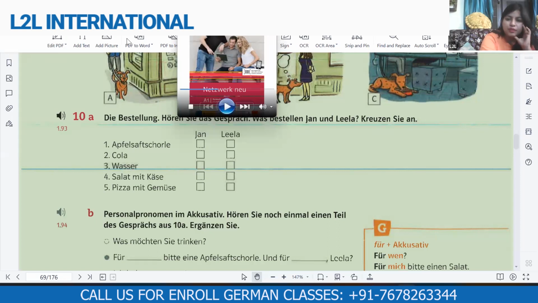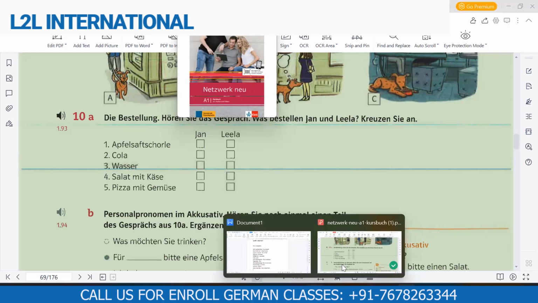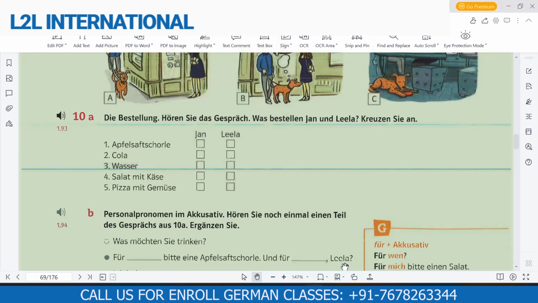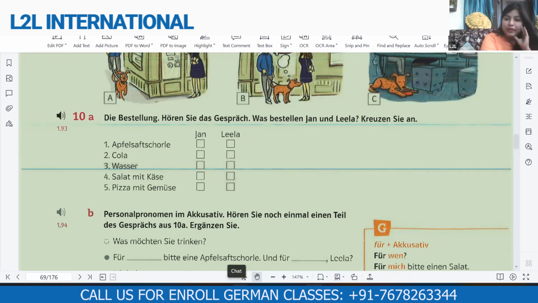Is shown here. Samriddhi, you here? Yes. Yeah, a quick revision. A quick explanation of what we are doing right now. We are talking about the order. How do we order in a restaurant? So there are 2 people, Jan and Lila. What they're going to order from the restaurant, you need to figure out from the audio, yeah?